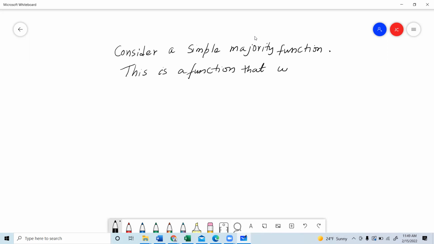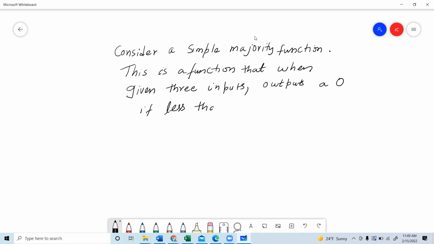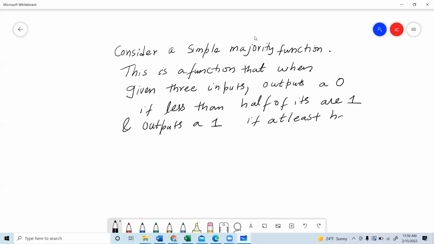A function that, when given three inputs, outputs 0 if less than half of its inputs are 1, and outputs 1 if at least half of its inputs are 1, right? So this is a simple majority function.